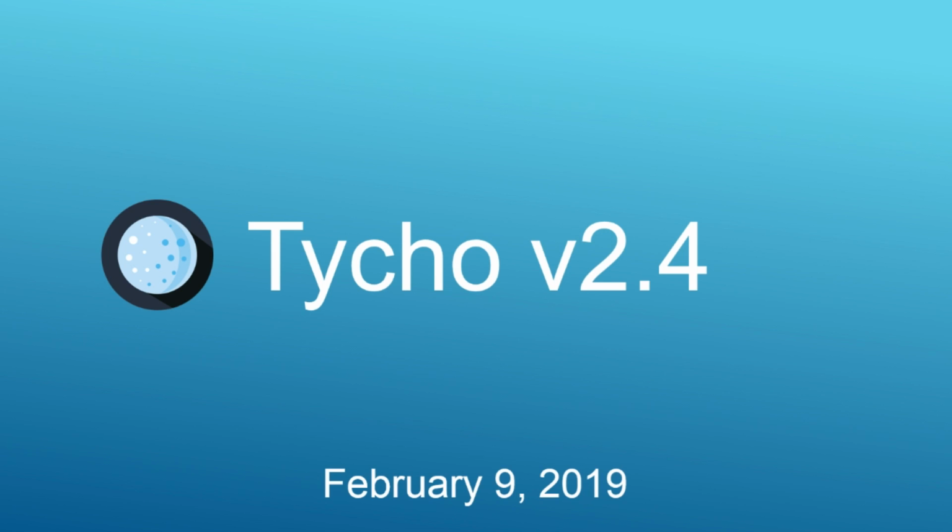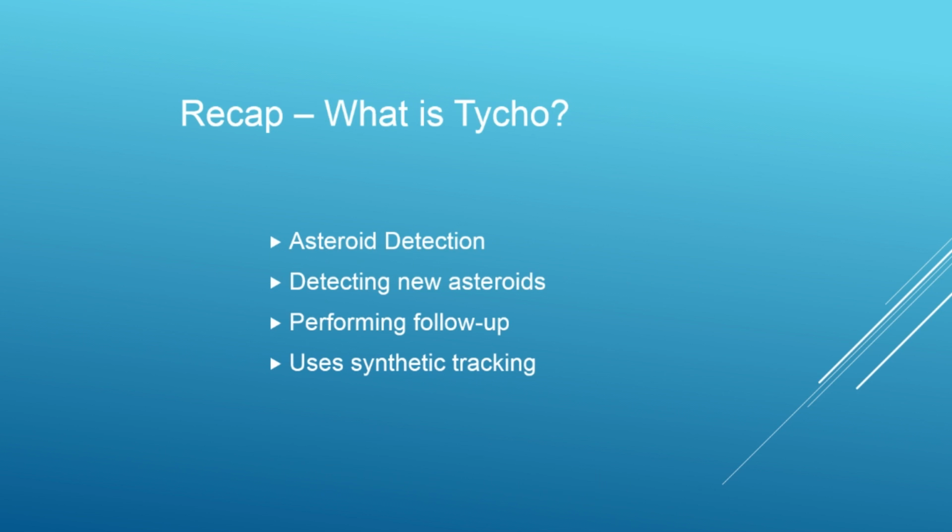Hello, my name is Daniel Parrott, and in this video I would like to introduce version 2.4 of the Tycho software. Now, just to recap, for those of you who may not be familiar with it, Tycho is a program that specializes in the detection of asteroids, and it serves two key functions in this regard, the first of which is in the detection of new asteroids, or at least those that have yet to be discovered, and the other function of which is in performing follow-up observations of these asteroids.